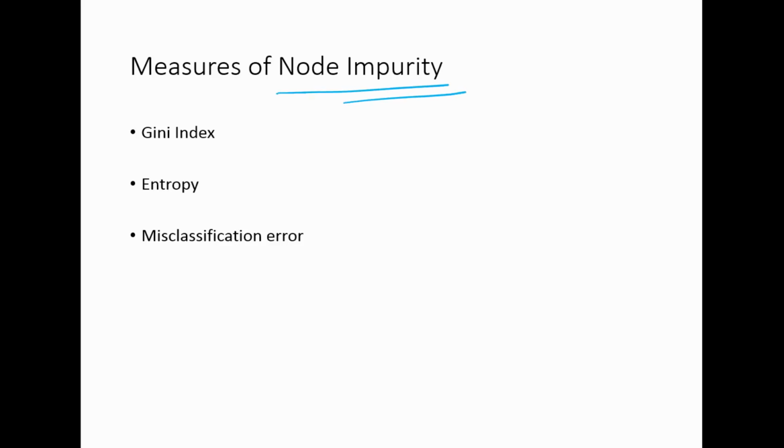So how do we measure the node impurity? There are different metrics that are used. One is the Gini index, the other one is entropy. The third one, and a very popular one, is the misclassification error.